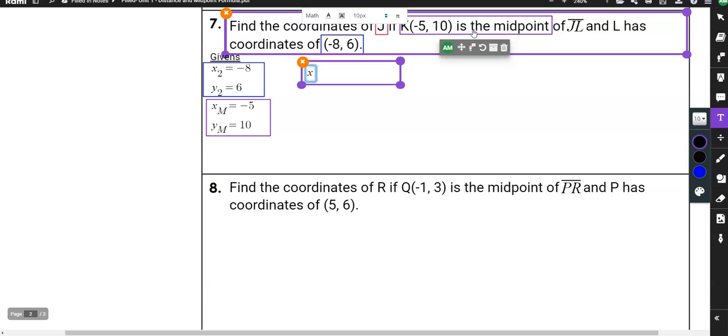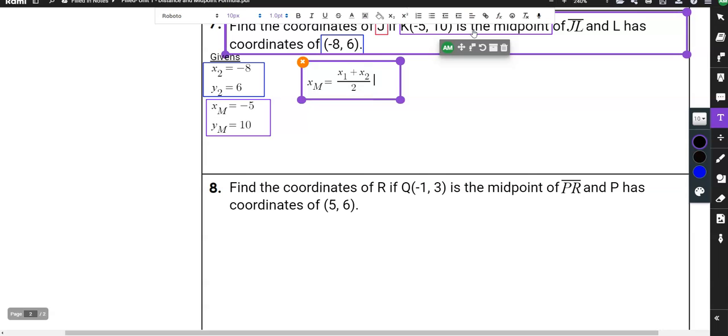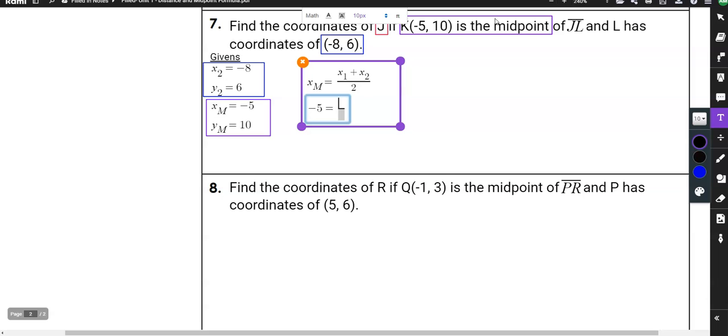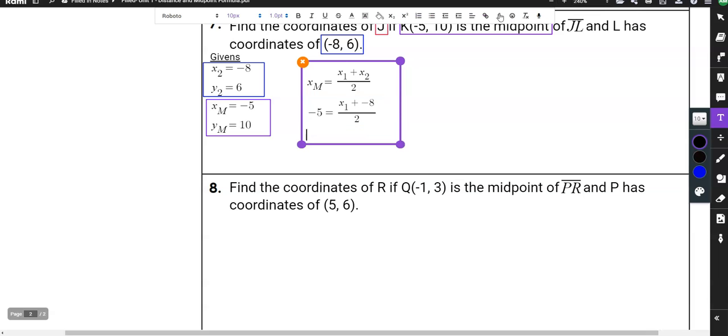So x of the midpoint is going to be equal to x1 plus x2, divided by 2. On this one, we will continue down on the same line. So our x of the midpoint is going to be negative 5, which will be equal to our x1, which is unknown, plus our x2, which is negative 8. And we're going to divide that fraction by 2.